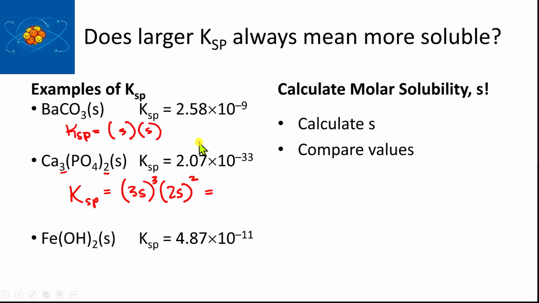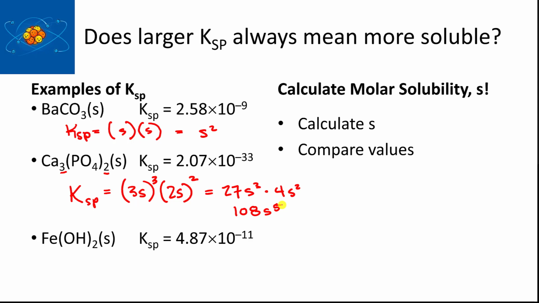So now we have to do the math of simplifying these things out. This becomes S squared. This one becomes 3 cubed times S cubed, right? So that's 3, 9, 27. S cubed times, and then 4S squared. And then what you need to do is, again, do the algebra. You'll end up with 108 S to the 5th power, like that.